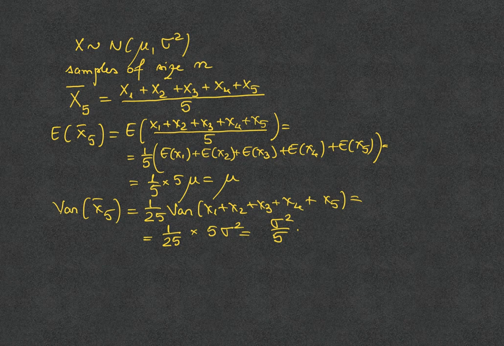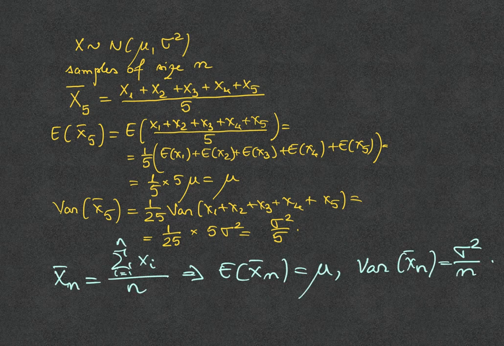I hope you got that the expected value of the sampling distribution of the means is the same as the initial expected value, and the variance is sigma squared over 5. Similarly, if we replace 5 with n, we get that. So the expected value of the sampling distribution of the means is the same as the expected value of the initial distribution, and the variance is smaller, sigma squared over n.